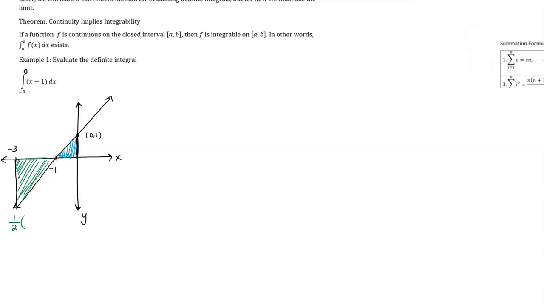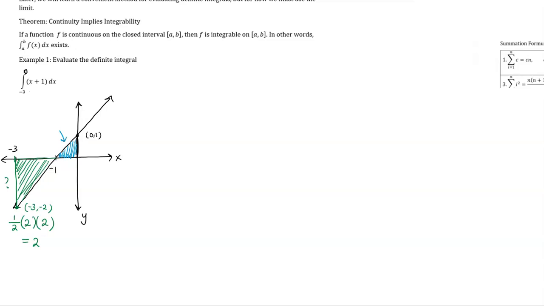The base from -3 to -1 is 2, and the height would be however tall this distance right here is. Well, if I take -3 and plug it into the function, I would get out -2. In other words, that's the point (-3, -2). So our height is 2. So 1/2 times 2 times 2 gives us 2, which would be counted as a negative area.